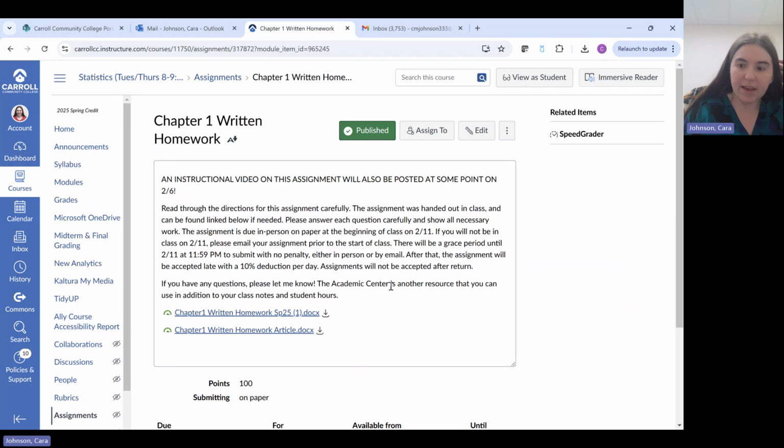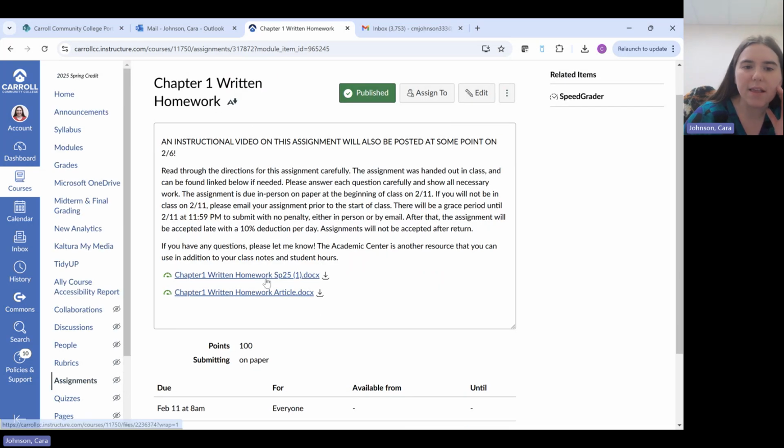If for some reason you cannot give it to me on paper, you can always email it to me, but it's due by the beginning of class on Tuesday, February 11th. So please keep that in mind. There will be a grace period until February 11th at 11:59 p.m., but the intention is that I am supposed to collect it at the beginning of class. So please try to have it done by then, but I will allow it to be emailed to me up until 11:59 p.m. on the 11th. After that is 10% off per day.